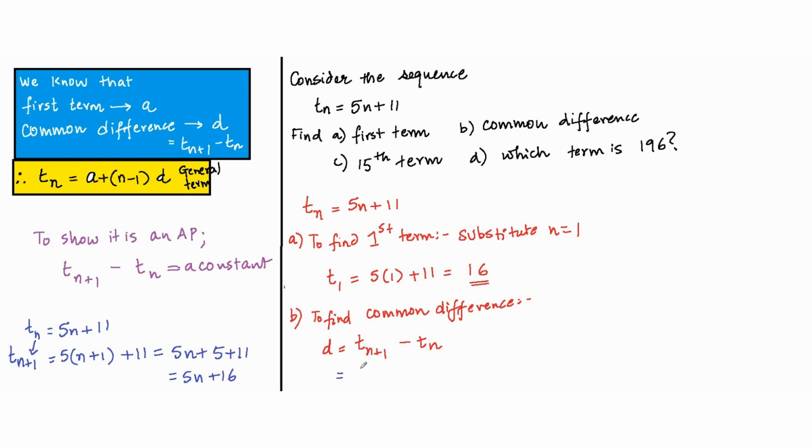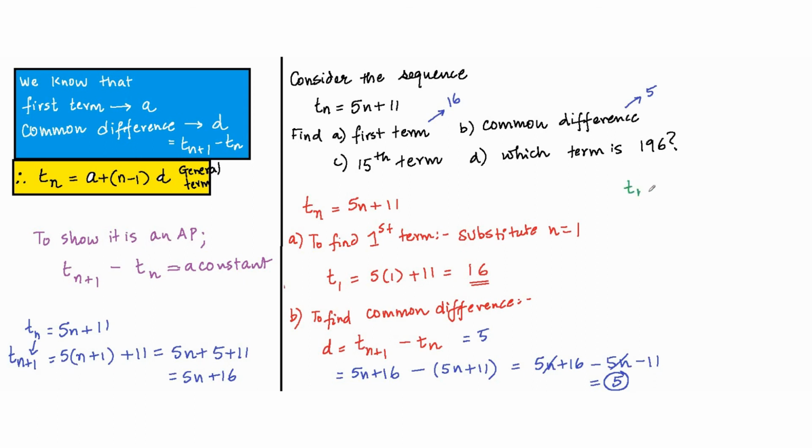So the n plus 1th term is 5n plus 16 minus the nth term, which is 5n plus 11, right? If you now evaluate this, this would be 5n plus 16 minus 5n minus 11. 5n minus 5n cancels. 16 minus 11 equals 5. And therefore, as the difference is constant, this is definitely an AP, right? And this common difference happens to be 5. So the first term was 16. The common difference is 5.